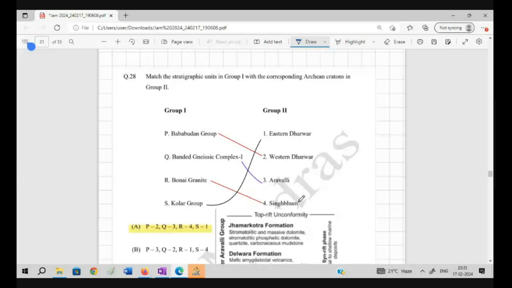Now the next one, the Kolar group. The Kolar mines are found along the Eastern Dharwad formation. The Kolar goldfields and the Hutti goldfields, all of them are associated with Eastern Dharwad. So if we match them, then it will be option A correctly. Isn't it? Okay, fine.